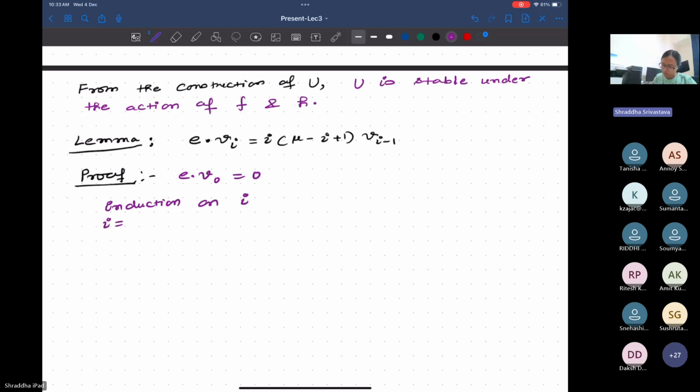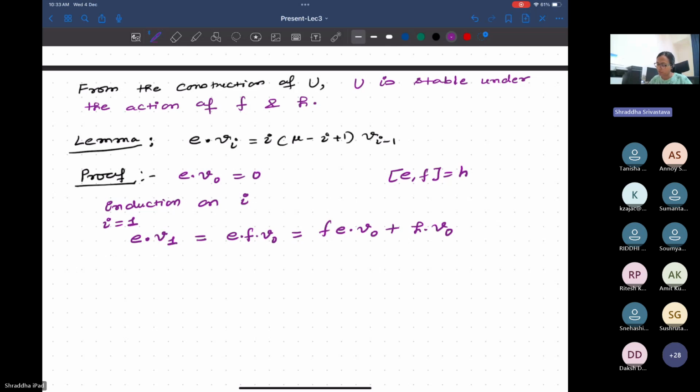So if i equals 1, then let us compute E dot v1. What is E dot v1? v1 by definition is f dot v0. Now you can use your commutator. The commutator of E with f is h, as we said in the beginning. So applying the commutator, this is f dot E v0 plus h times v0.